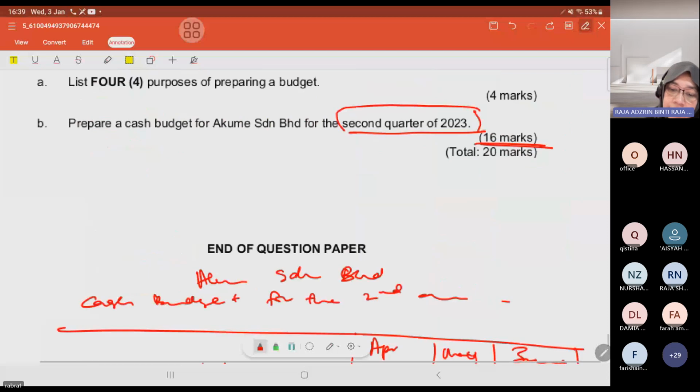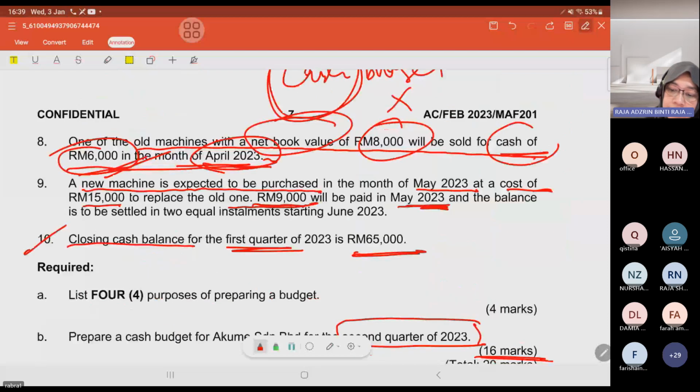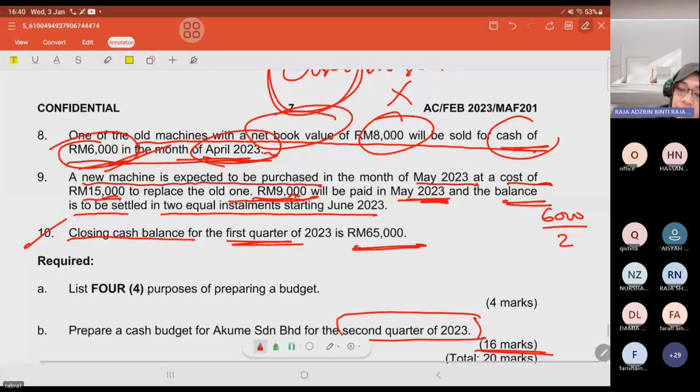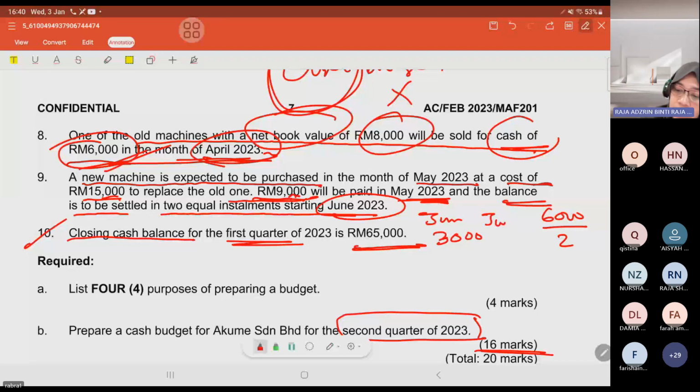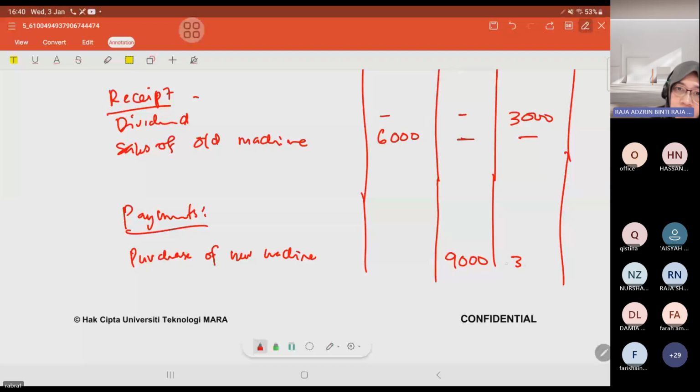Okay, and then apa lagi dia kata? Balance berapa? 15 minus 9 lah. 15 minus 9 will be 6,000. Tapi 6,000 tu dia kata will be settled in 2 equal installment. Maknanya 6,000 bahagi 2 lah. In 2 equal installment. Starting daripada June. So dia akan settle June 3,000. Julai 3,000. Sebab you cuma prepare untuk sampai June. Jadi that will be 3,000. Boleh tulis installment pun boleh. Kat sini will be 3,000. Macam tu lah. Ikut je soalan tu cakap apa.